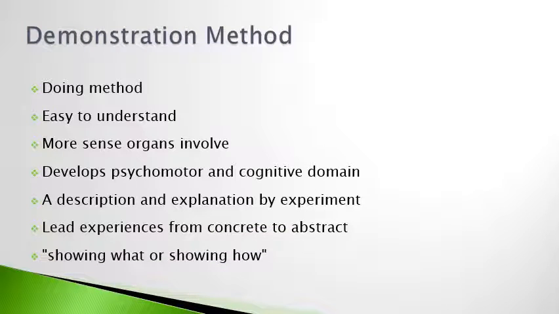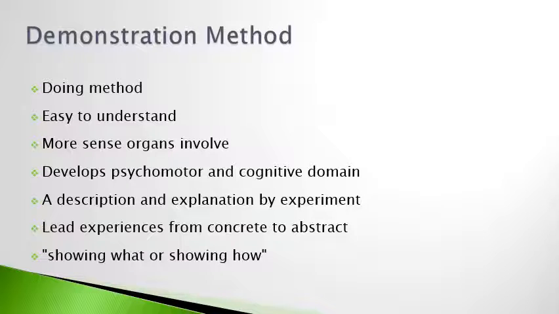What is demonstration method? The dictionary meaning of the word demonstration is the outward showing of a feeling. It is termed as the doing method. It is easy to understand because proofs are shown to the students. Here, more sense organs are involved. It develops the psychomotor and cognitive domains of the students. A description and explanation by experiment, so also logically to prove the truth. It leads experiences from concrete to abstract.